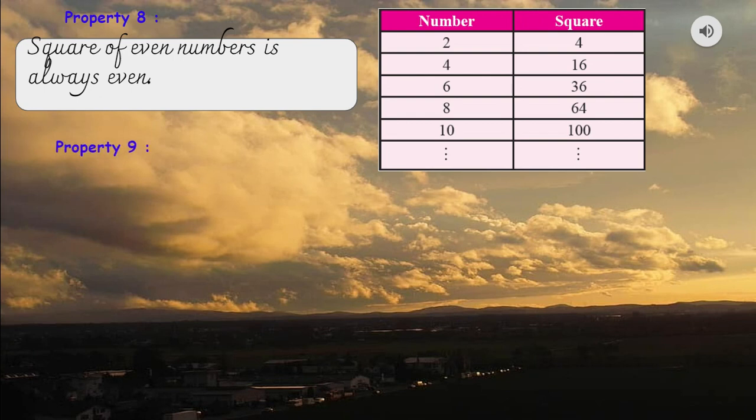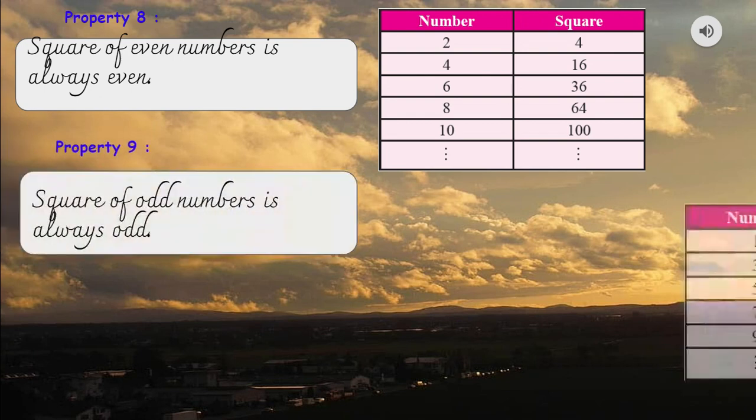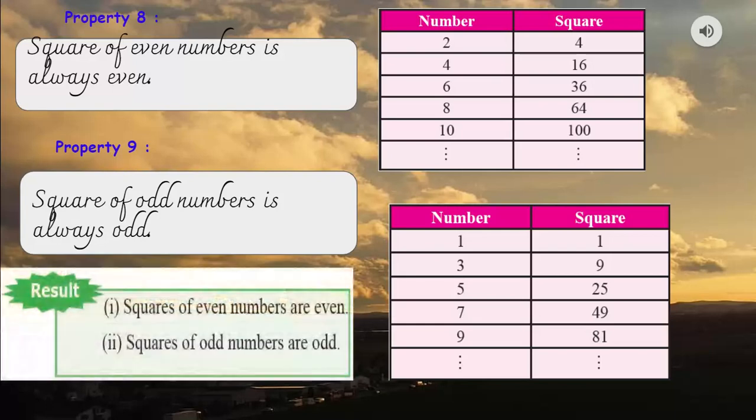Likewise for odd numbers, that is property 9. The square of odd numbers is always odd. 1, the square is 1. 3, the square is 9. 5, the square is 25. 7, 49. 9, 81. So on. So what is the result? The square of an even number is even and the square of an odd number is odd. So that is property 8 and 9. Clear?